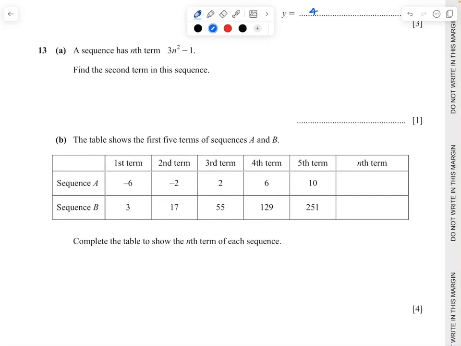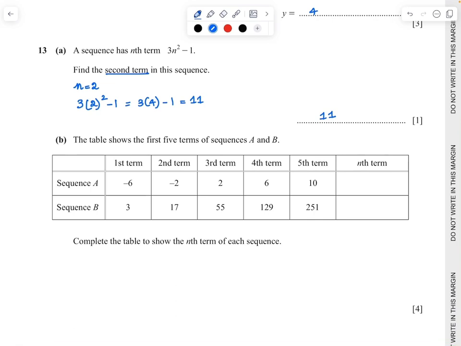Question number 13. Subdivision A. A sequence has nth term 3n squared minus 1. Find the second term in this sequence. Let's take n equal to 2. So 3 times 2 squared minus 1 gives us 11. Which means the second term in the sequence is 11.